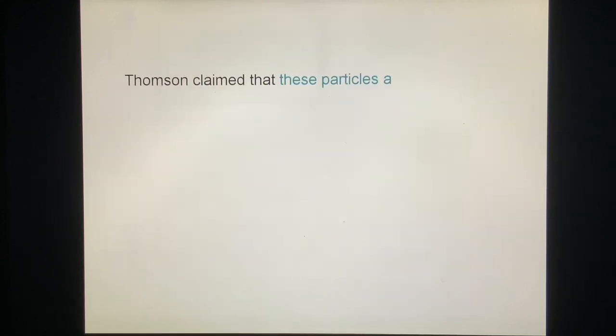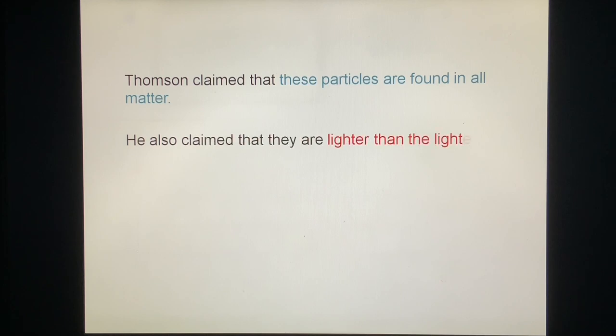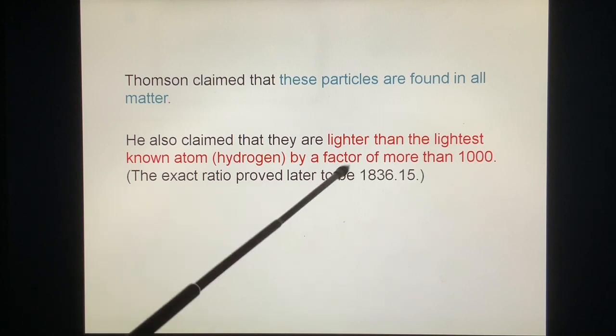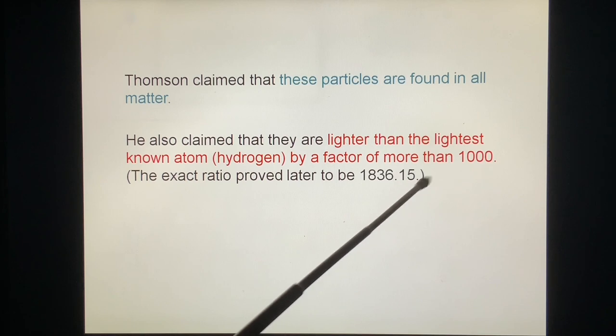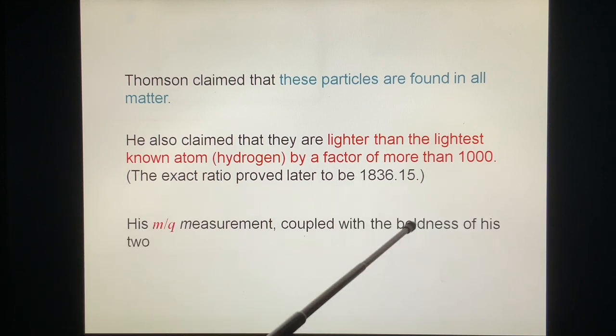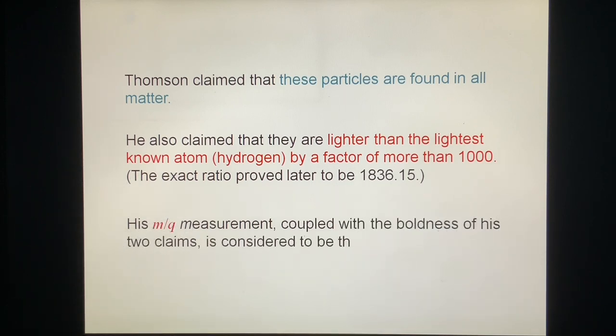Thomson claimed that these particles are found in all matter. Second, he claimed that they are lighter than the lightest known atom, hydrogen, by a factor of more than 1,000. The exact ratio was later proved to be 1,836.15. His M over Q measurement, coupled with the boldness of his two claims, is considered the discovery of the electron.